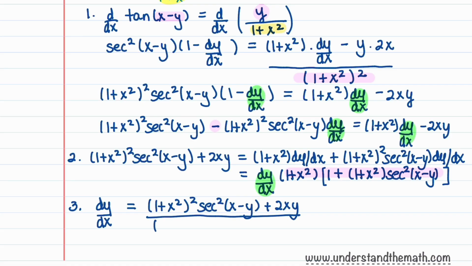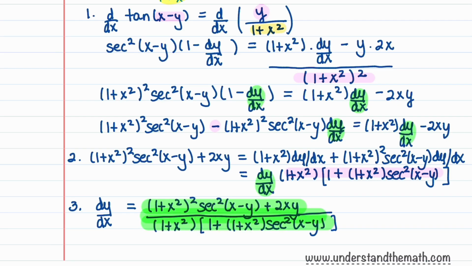And that is 1 plus x squared times 1 plus x squared secant squared x minus y. And there is our final answer. Notice that we could not cancel out a 1 plus x squared because this term didn't have the 1 plus x squared with it.